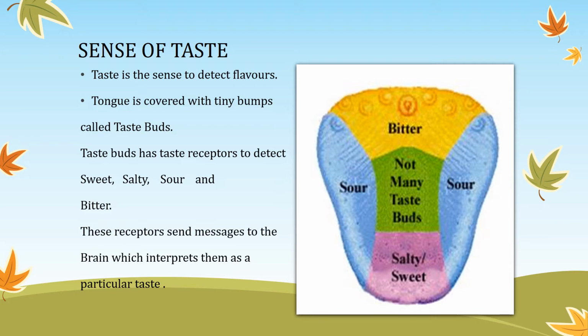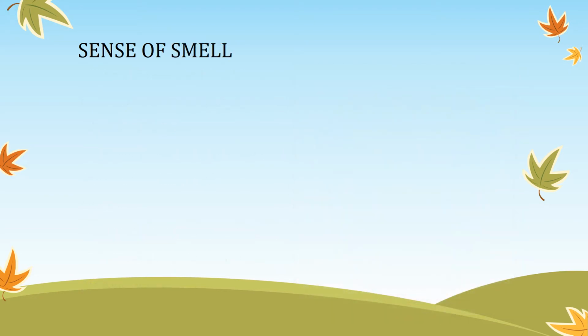These receptors send messages to the brain, and the brain interprets them as a particular taste, and in this way you can detect the flavor of different tastes.